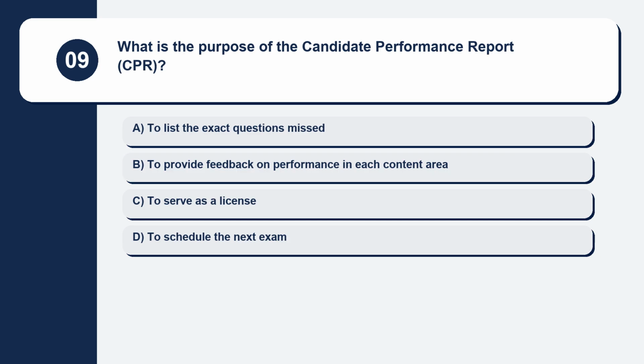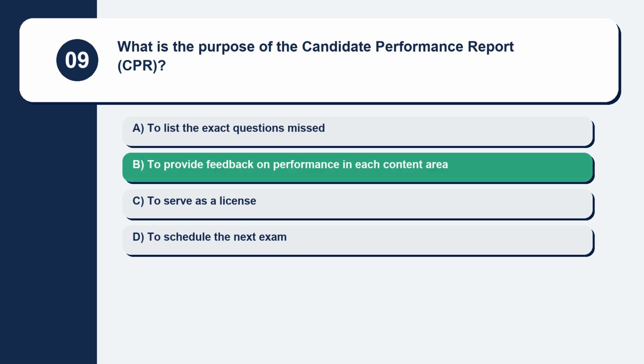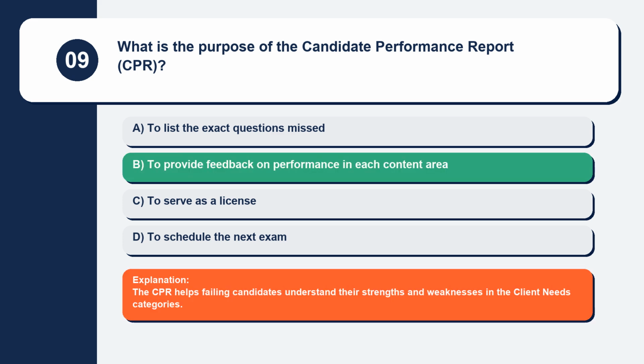Question 9. What is the purpose of the Candidate Performance Report, CPR? To list the exact questions missed. To provide feedback on performance in each content area. To serve as a license. To schedule the next exam. The CPR helps failing candidates understand their strengths and weaknesses in the client needs categories.